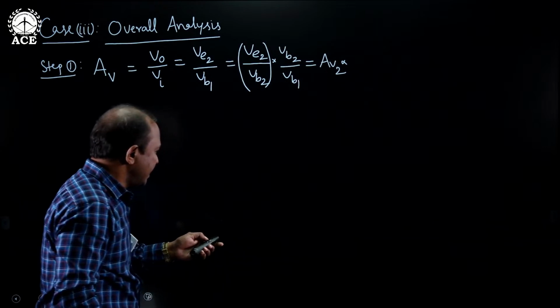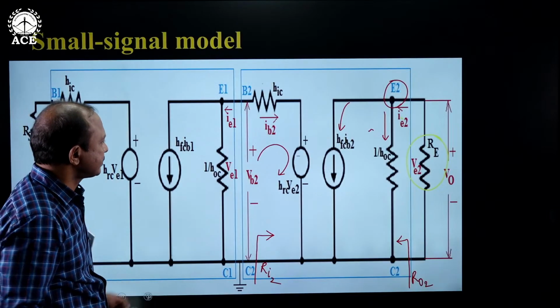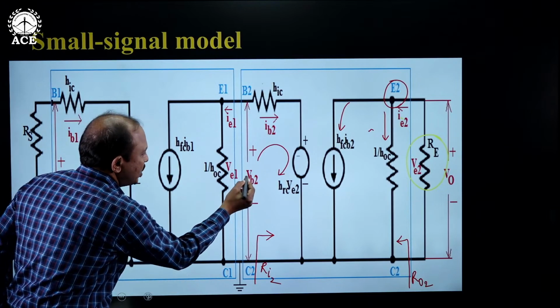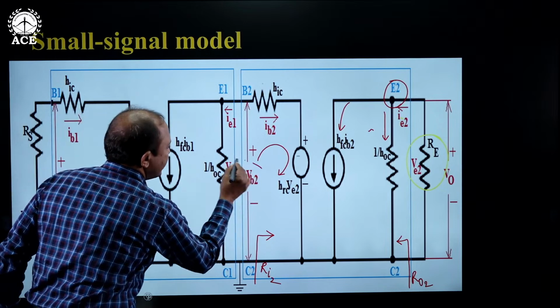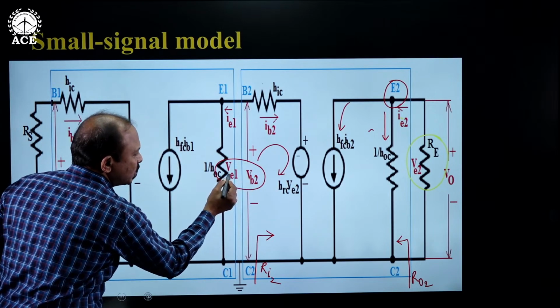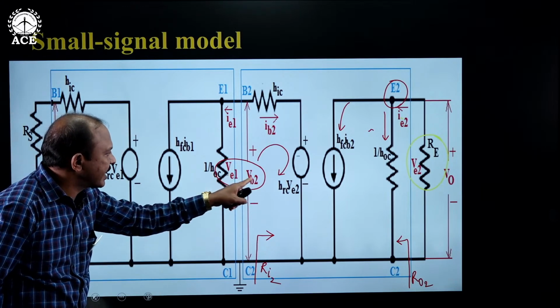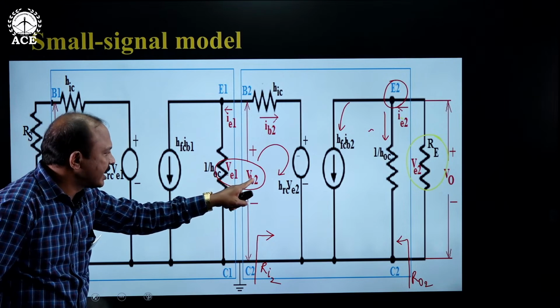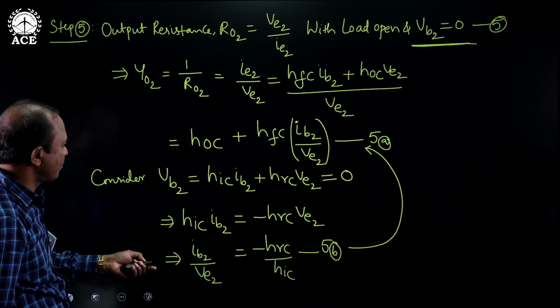If you look at the circuit diagram, look at this. VB2 is nothing but VE1. Both VB2 and VE1 are in parallel. So I can replace VB2 with VE1. Hope you understand this. VB2 and VE1 are exactly in parallel. So we can replace VB2 with VE1. So that's what I am doing now.